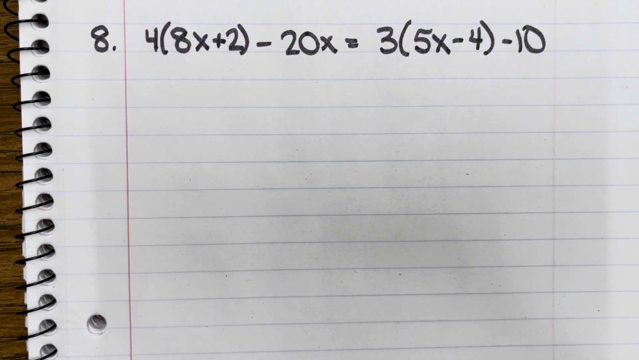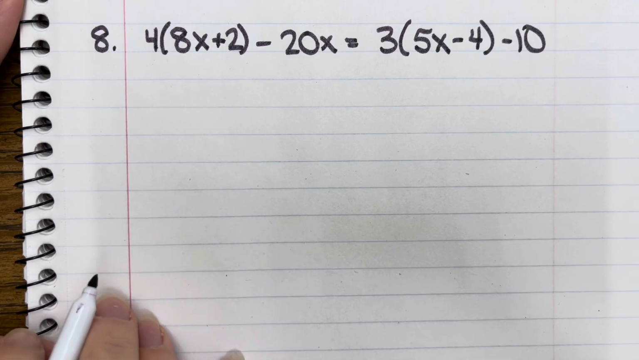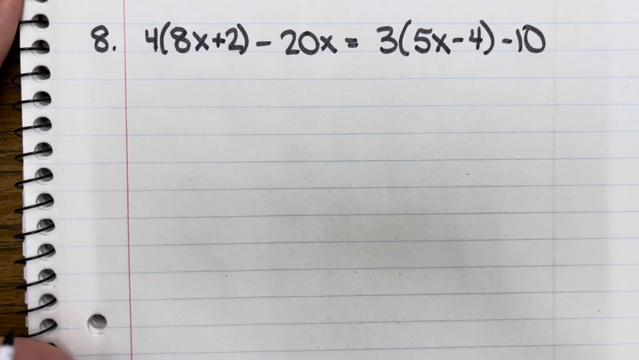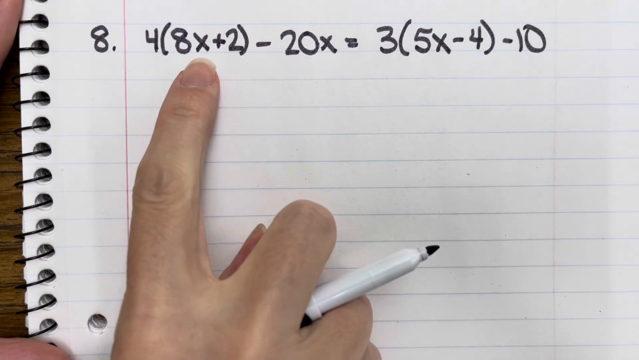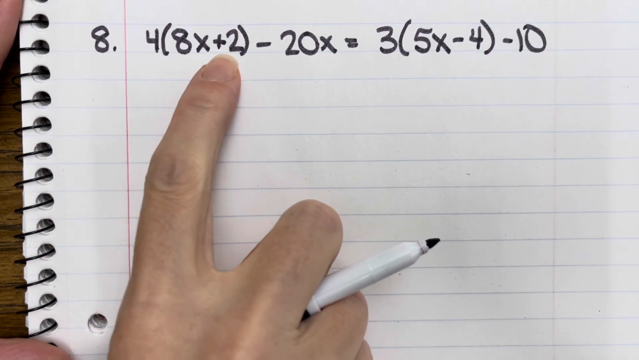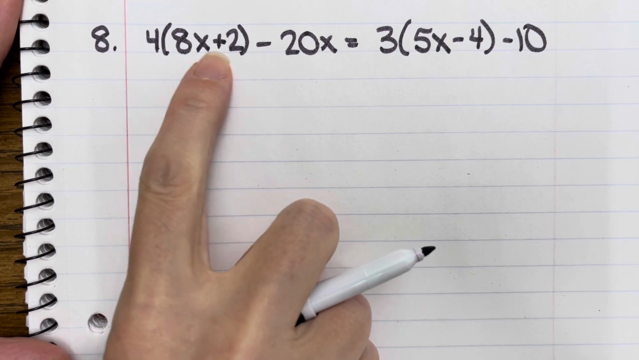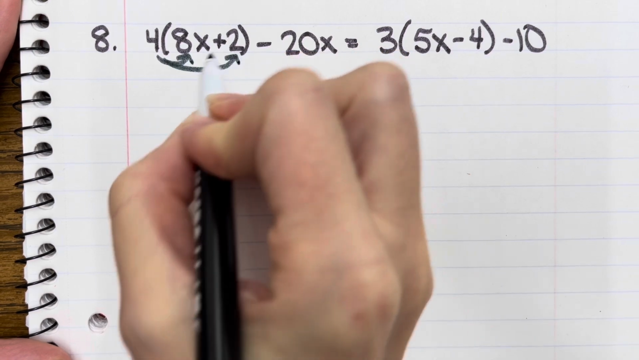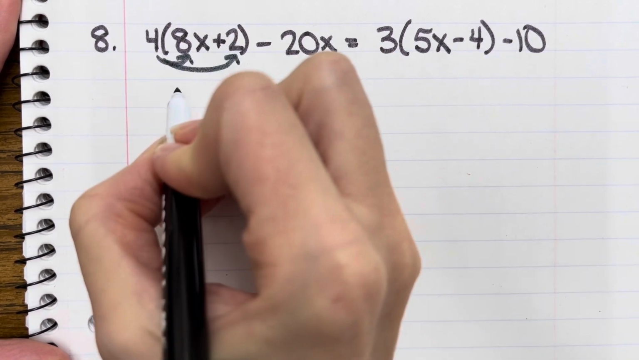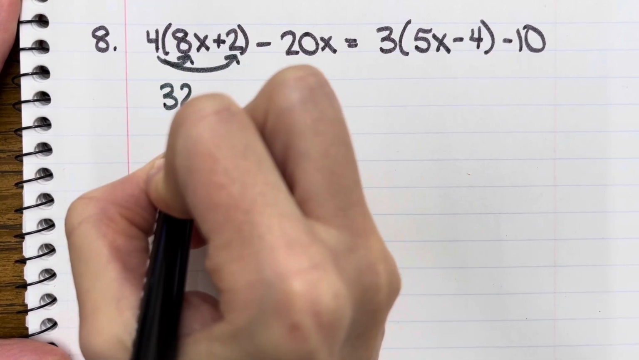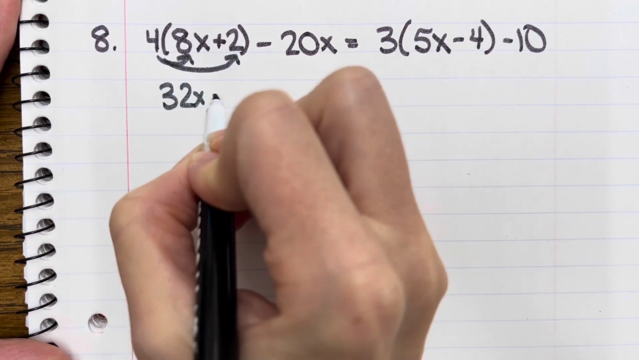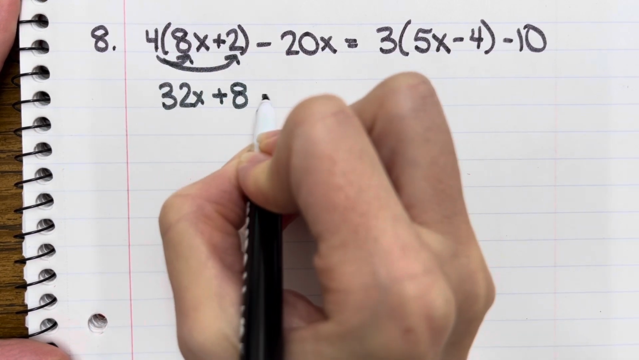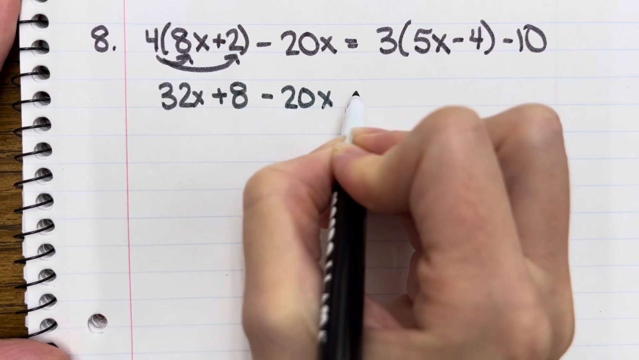All right, let's look at number 8 because there's a lot of stuff for number 8. All right, our first step is to do distributive property to get rid of the parentheses. So inside the parentheses, we can't really do anything because they're not like terms. So to get rid of the parentheses, we distribute. So 4 times 8x is 32x. 4 times 2 is 8. And then I'm going to copy everything else.